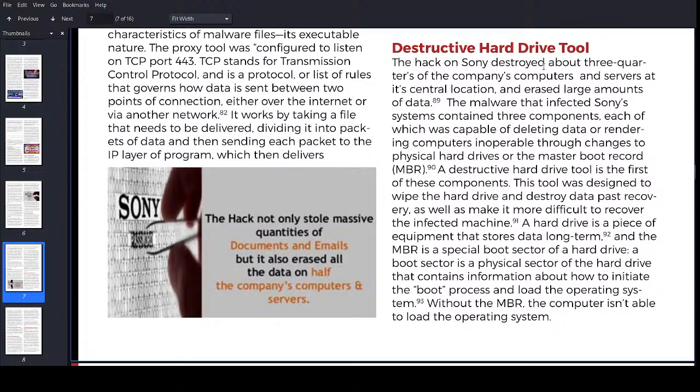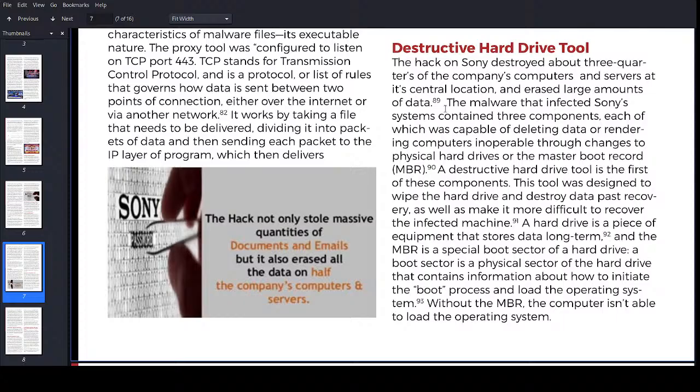So the hack on Sony destroyed about 3/4 of the company's computers and servers at its central location and erased large amounts of data. What happened was the hacking group Lazarus, which works out of North Korea, had phishing as their main attack vector. They went to LinkedIn, mapped out all the employees, and started a phishing campaign. These emails contained a Trojan, an executable file. One of the employees ended up clicking it, infecting the computer.